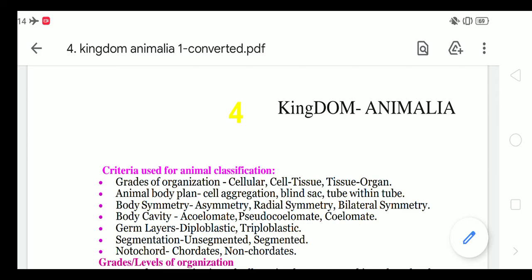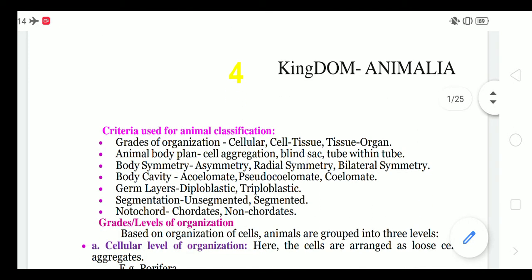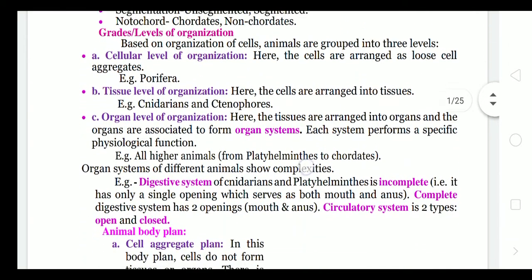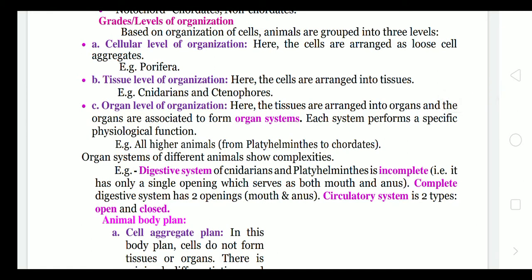In Kingdom Animalia, as we all know, all animals are included, and they show their own specific characteristics by their cells and by their body. They differ from Kingdom Plantae. So there are some criteria on the basis of which animals are classified. The first one is grades or levels of organization, which we studied in our 9th standard.